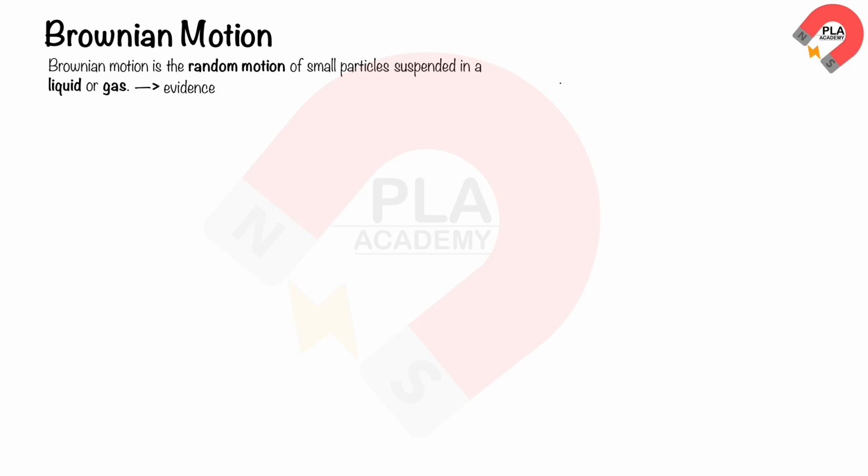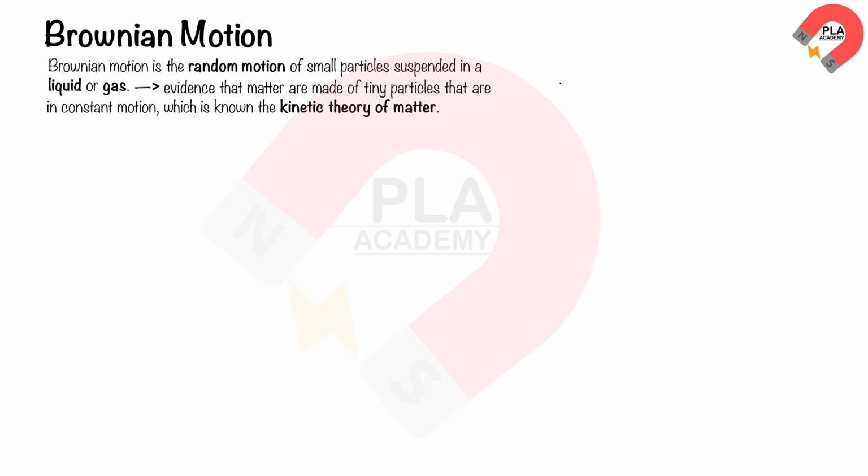Brownian motion. Brownian motion is the random motion of small particles suspended in a liquid or gas. It was first observed by the Scottish scientist Robert Brown in 1827, and it is named after him. He described the random motion of pollen grains in water, which he saw under a microscope. This observation was significant because it provides the first direct evidence that matter is made of tiny particles that are in constant motion, which is known as the kinetic theory of matter.